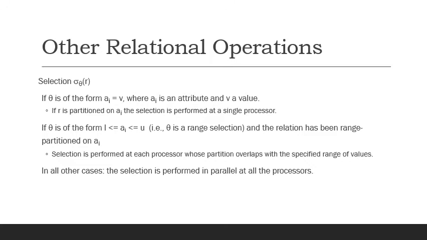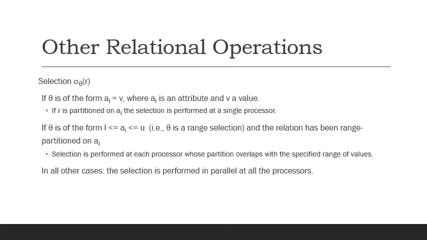If theta is of the form l less than or equal to Ai less than or equal to u, that is, theta is a range selection and the relation has been range partitioned on Ai, selection is performed at each processor whose partition overlaps with the specified range of values. In all other cases, the selection is performed in parallel at all the processors.